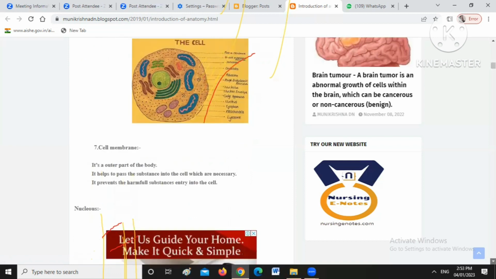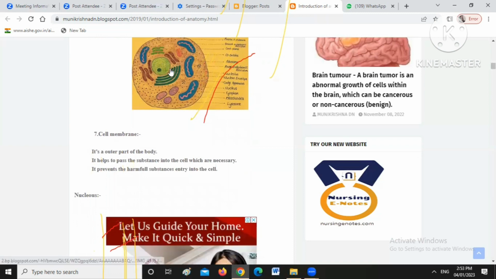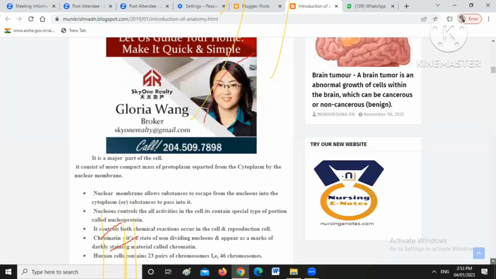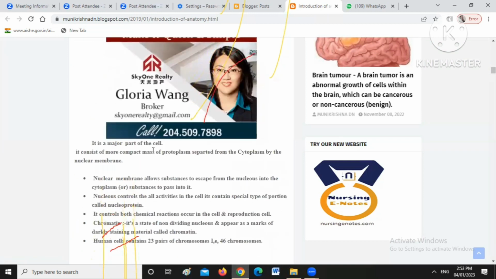Next one is the nucleus. This is the nucleus. It is the major part of our cell. It consists of a more compact mass of protoplasm separated from the cytoplasm by the nuclear membrane.